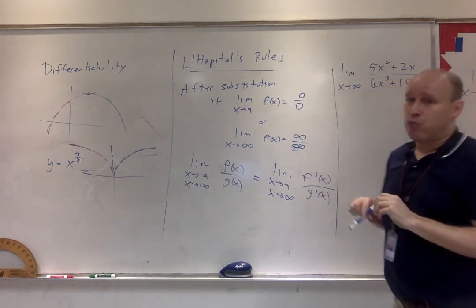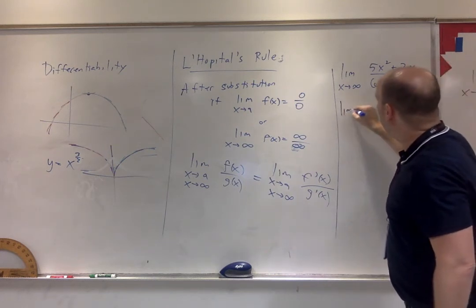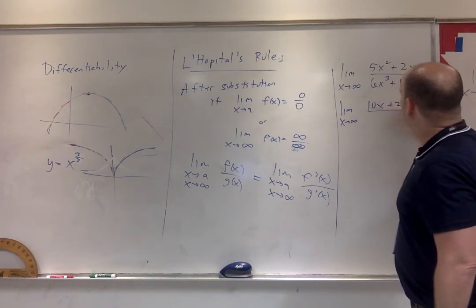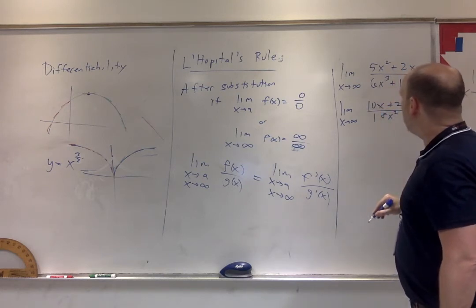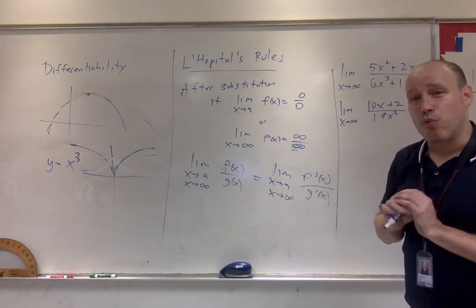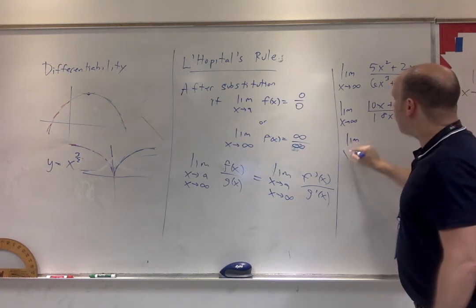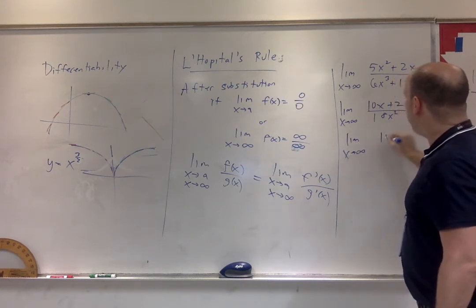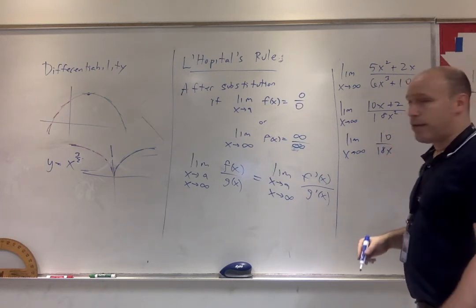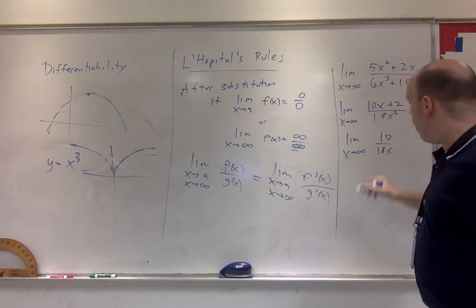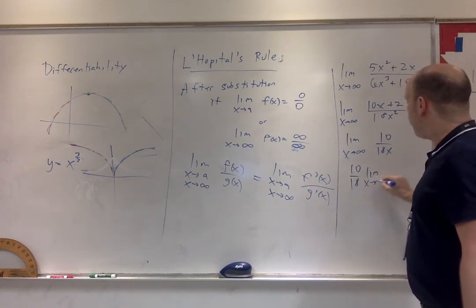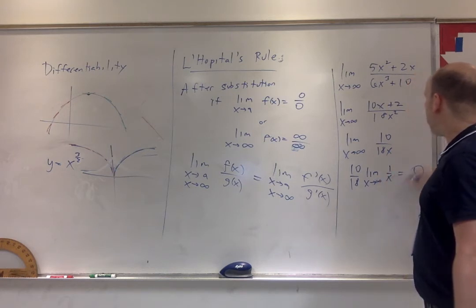No. L'Hopital's rule says this is equal to the limit as x goes to infinity of 10x plus 2 over 18x squared. Mr. Adler, I have an infinity over infinity again. Use L'Hopital's rule. This says that the limit as x goes to infinity of 10 over 36x... you say, oh, you know what, Mr. Adler? I know this. That's 10 over 18 times the limit as x goes to infinity of 1 over x. That equals 0. Done.